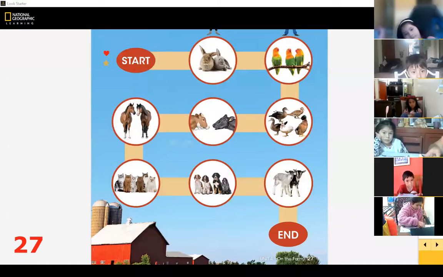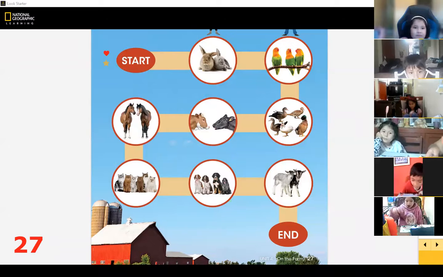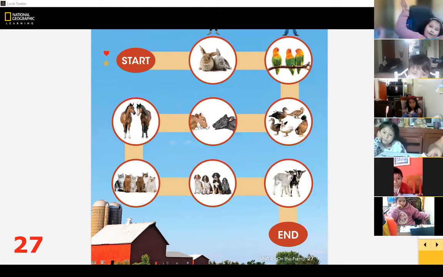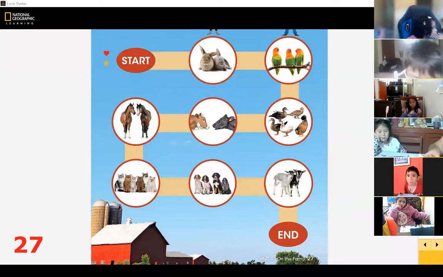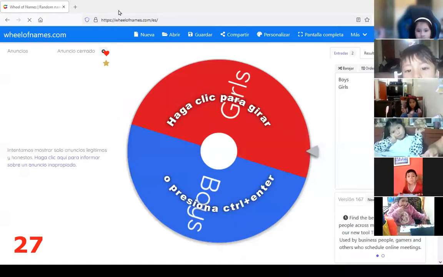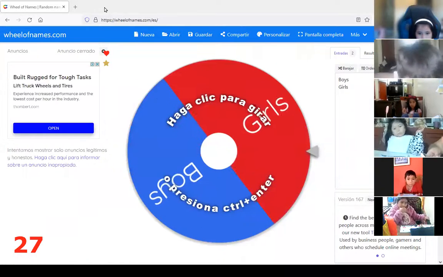And let's start. I'm going to show you here this. Let me see. I have here the boys and the girls, right? There it is. I'm going to show you here now. This is my picker wheel.